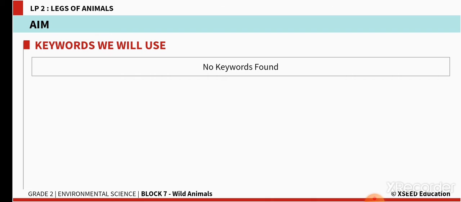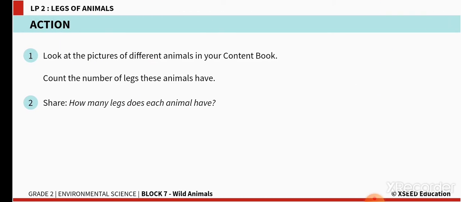As a part of today's lesson, you will continue learning the names of different animals that we are going to discuss in this class as the keywords. Let us get started, children.